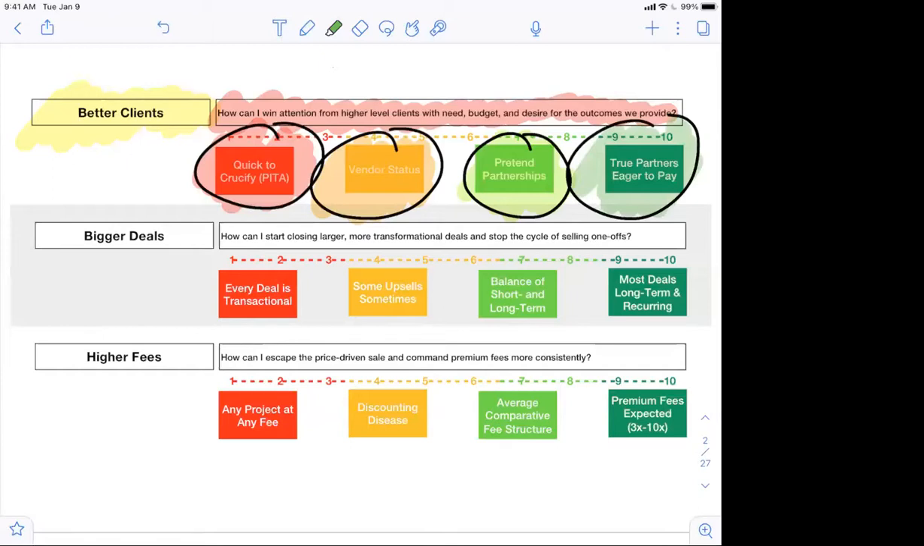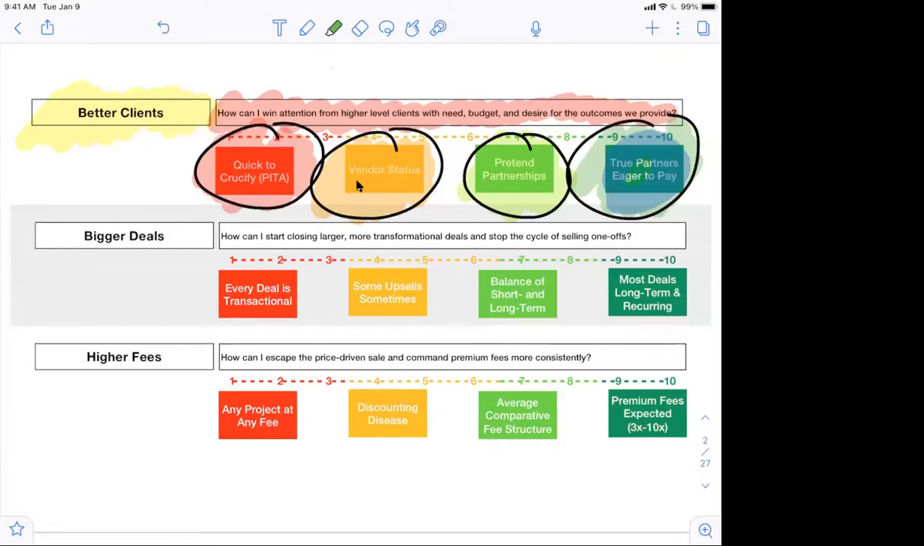Feel free to score yourself there. The spectrum is 1 to 10. Let's pop that in the chat. Where are we on the better clients? And this is an evolution, right? This is a spectrum. It's a continuum. But pop in the chat: what's the number that you scored yourself right now on the better clients scale?